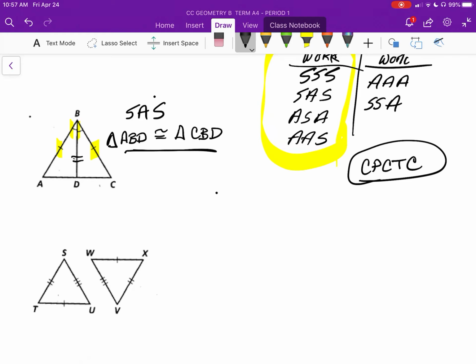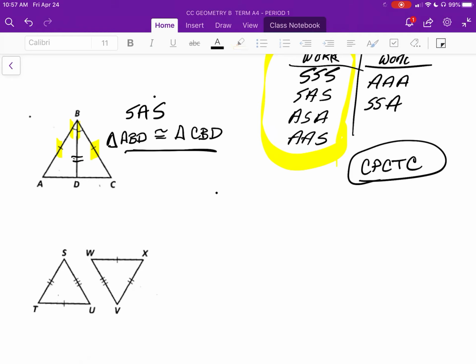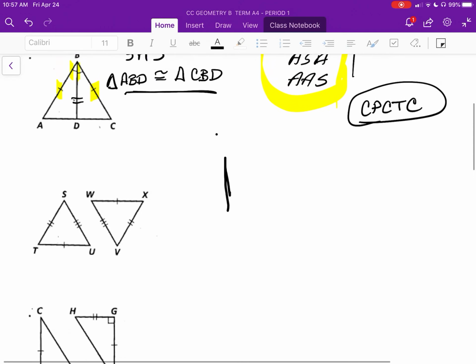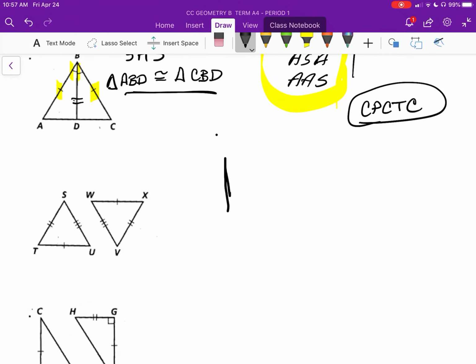The second example here, and I might be splitting this into 2 videos because we have a lot of examples, you can notice this one's one of the easiest ones. They both share 3 sides in common. So we can just say they're congruent by the side, side, side postulate.